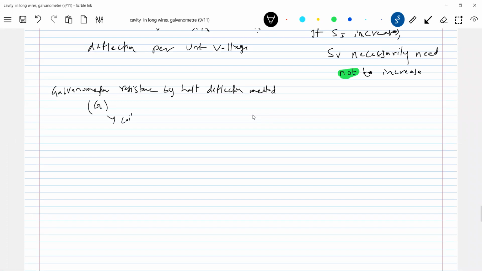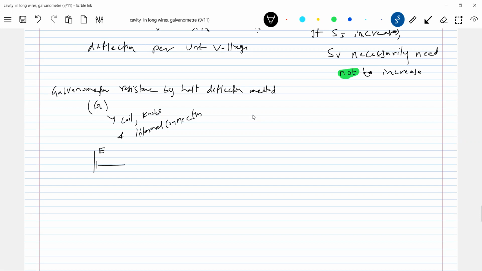It includes the coil, then the knobs, and the internal connections. Everything together will be the resistance of the galvanometer, and we can't find it out directly. It's very difficult to measure all this. So let me go for some basic KCL, KVL that we know.